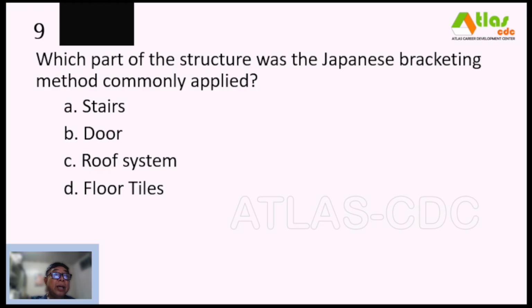Number 9. Which part of the structure was the Japanese bracketing method commonly applied? A. Stairs, B. Door, C. Roof system, and D. Floor tiles.